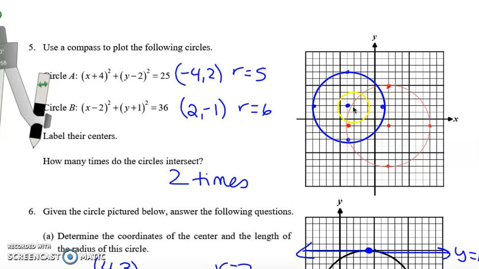So I go 5 to the right, 5 up, 5 to the left, 5 down, and then I just connect them with a circle. If you have a compass, great. If you don't, just draw the best circle that you can draw.